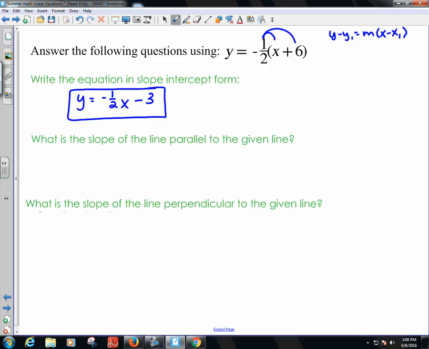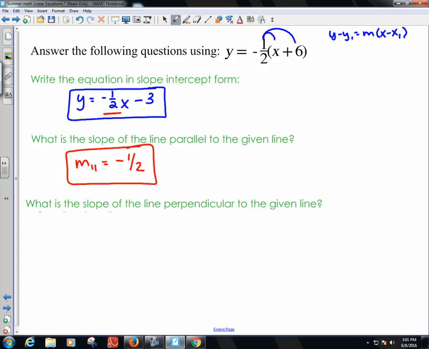And then it says, what's the slope of the line parallel to this line that I've already given you? Well, parallel lines are going to have the same slope. So if I know that the slope of this line is negative 1/2, then I know that the slope of the parallel line is going to be also negative 1/2.